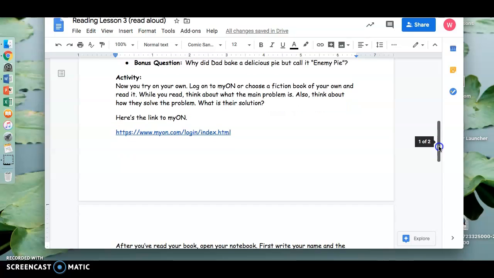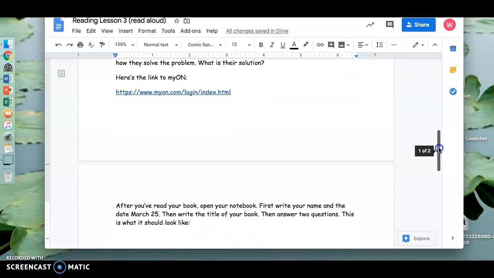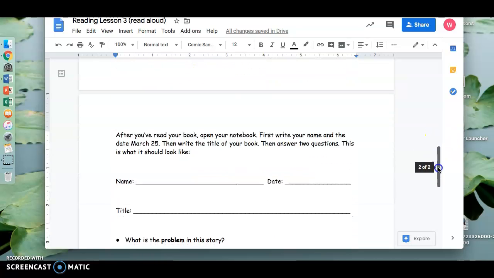Log on to Myon or choose a fiction book of your own and read it. If you're on Myon, turn the sound off so you're doing the reading. While you read, think about what the main problem is. Also, think about how they solve the problem. What is their solution? Here's the link to Myon. Remember, you want to choose a fiction book, a story. When you're done, come back here.